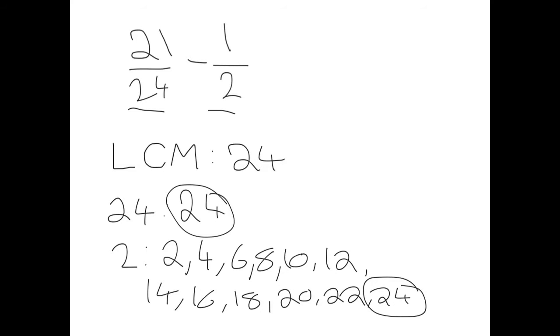Okay, so now we're actually going to get started. So we're going to take 21 24ths first. So 21 24ths. And so 24 times 1 equals 24. And then what we do to the bottom, we do to the top, so it's 21.